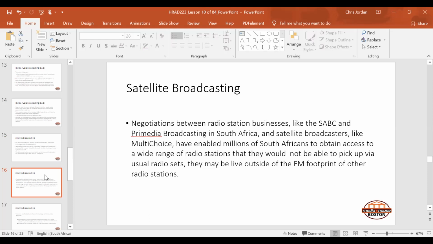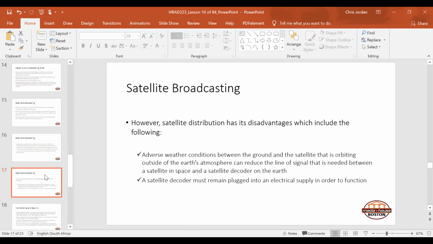So you would obviously understand not every station is available, for example, on MultiChoice's DSTV. These stations must obviously pay to belong to that bouquet, just like any other of the music services that you do find on DSTV as well.